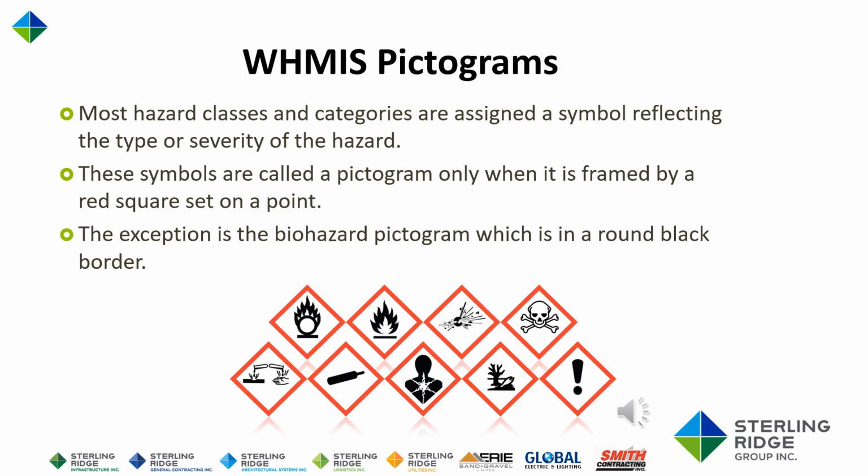WHMIS pictograms. Most hazard classes and categories are assigned a symbol reflecting the type or severity of the hazard. These symbols are called a pictogram only when it is framed by a red square set on a point. The exception is the biohazard pictogram, which is in a round black border.